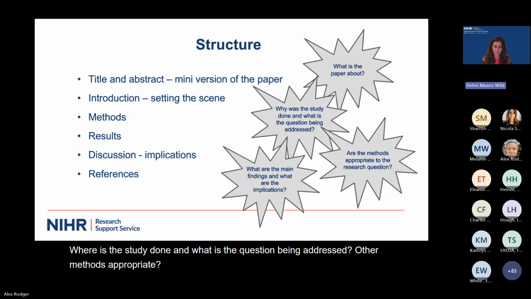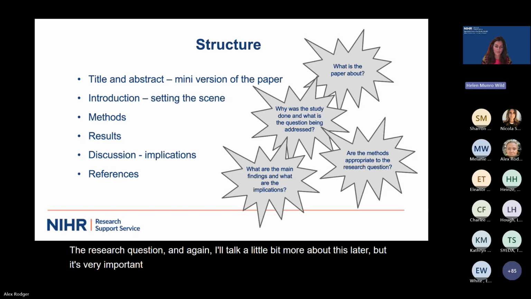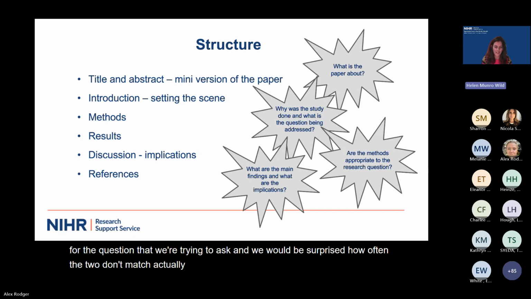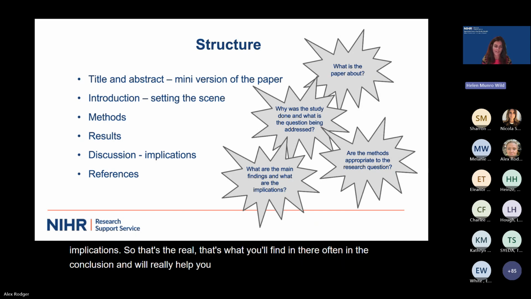And again, I'll talk a little bit more about this later, but it's very important that when doing research, we use the appropriate method for the question that we're trying to ask. And you would be surprised how often the two don't match, actually. And then what are the main findings and the implications? That's what you'll often find in the conclusion, and it will really help you to formulate your idea about whether you think this is a useful piece of research.